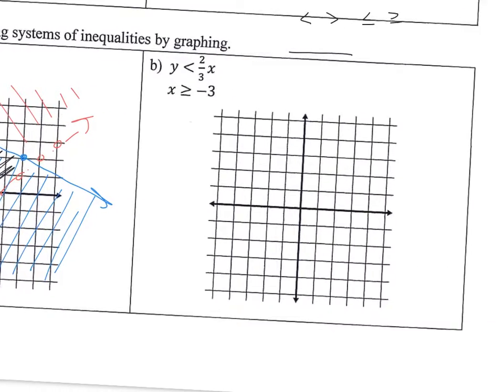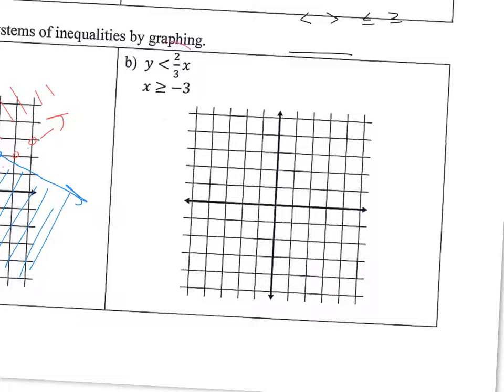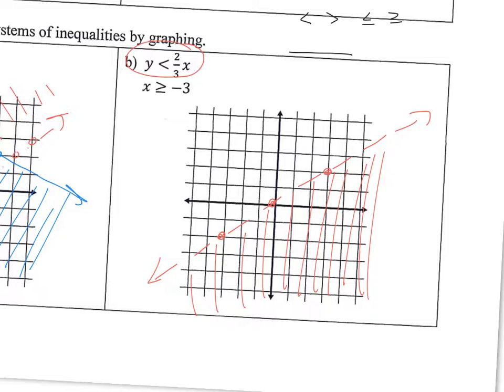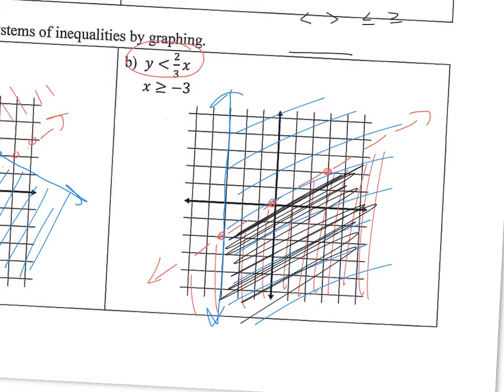Okay, letter B. I'm going to graph the first line in red. I start at 0 and go up 2, right 3. It's going to be a dashed line. I'm going to shade less than. And the second one is going to be a vertical line at x is greater than or equal to negative 3. And where they overlap is going to be your solution.